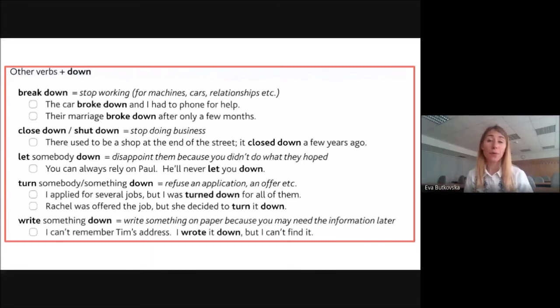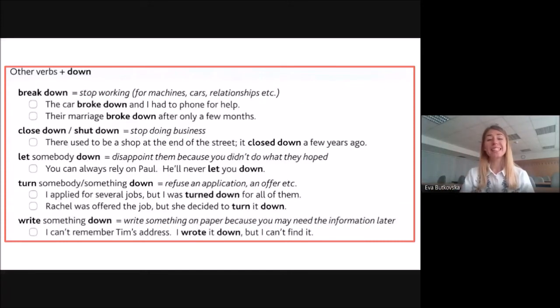Next, a very important and very useful phrasal verb is let somebody down. It really means to disappoint somebody because you didn't do what they hoped or what you told them you would do. So if I say, you can always rely on Paul, you can always trust Paul, he will never let you down. He will never disappoint you. Let somebody down. So if you disappoint somebody, you let them down. Or somebody lets you down. So somebody disappoints you.